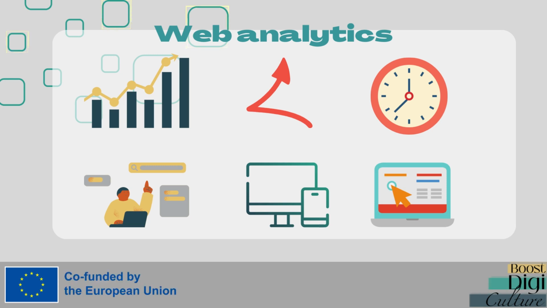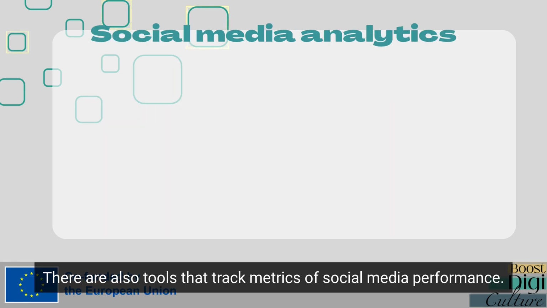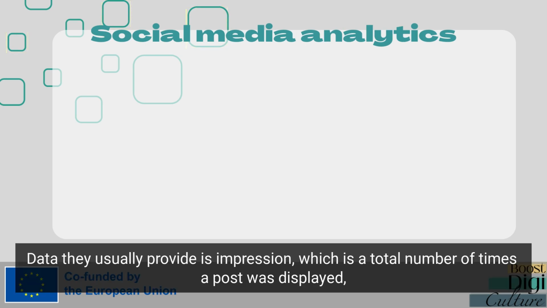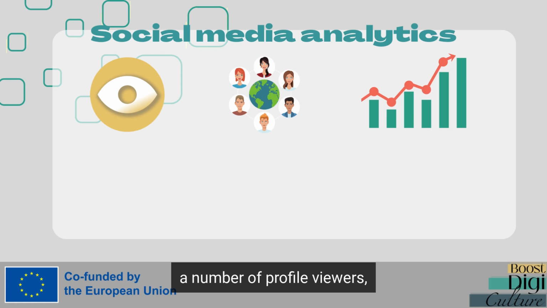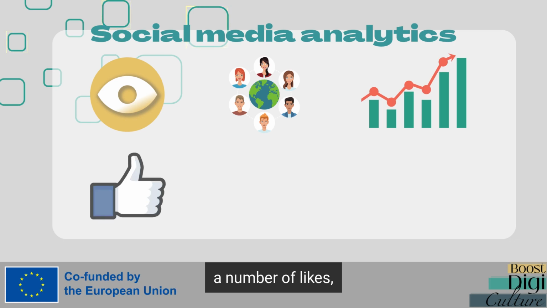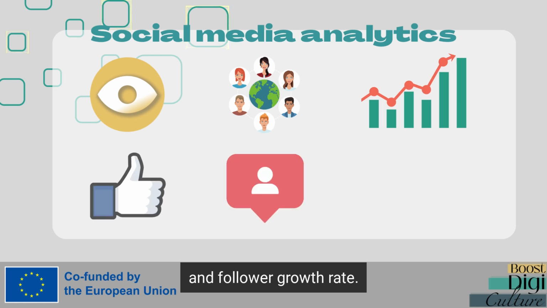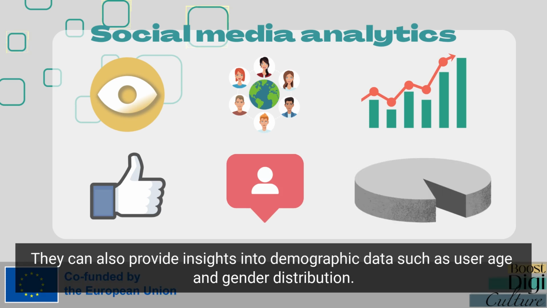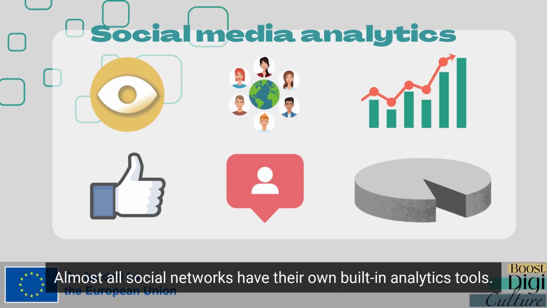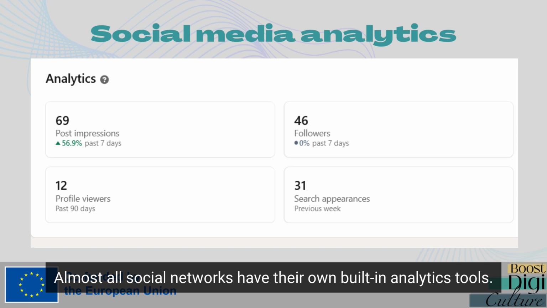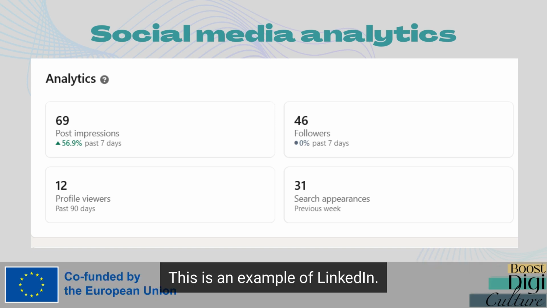There are also tools that track metrics of social media performance. Data they usually provide is impressions, which is the total number of times a post was displayed, reach, a number of unique users who saw a post, a number of profile viewers, a number of likes, and follower growth rate. They can also provide insights into demographic data such as user age and gender distribution. Almost all social networks have their own built-in analytics tools. This is an example of LinkedIn.